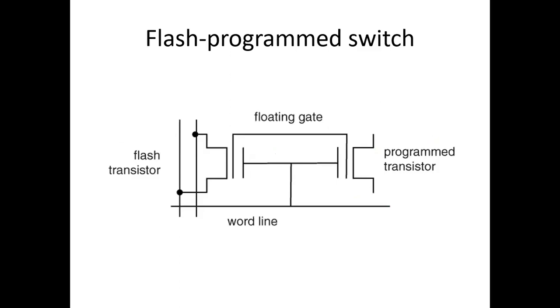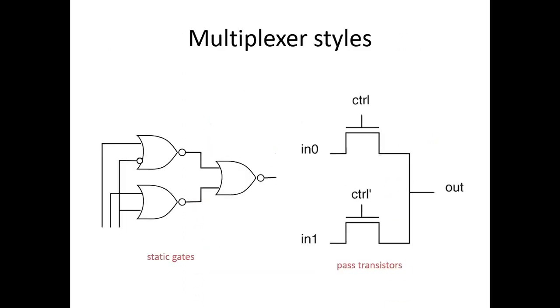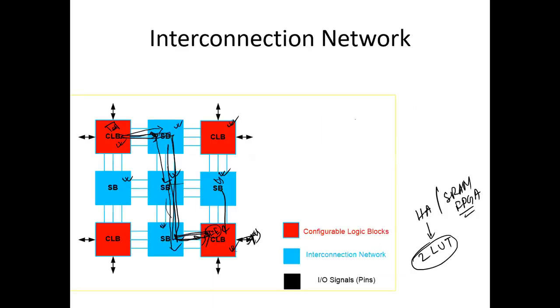Now, flash, this is the technology, flash program switch, not required to understand this part, is not required now. Now I just keep this one. This is a multiplexer base. Now we are coming to the interconnect. So three types of configurable logic block we already discussed. Now we are coming to the interconnect.